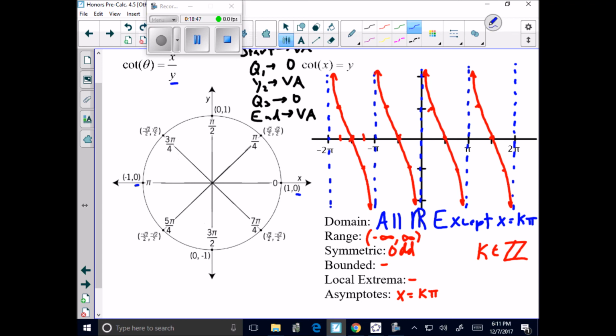This function is an odd function. It's symmetric with respect to the origin. It is unbounded. We have no extrema, just like before. And right here, we have asymptotes basically at those integer increments of pi, right?